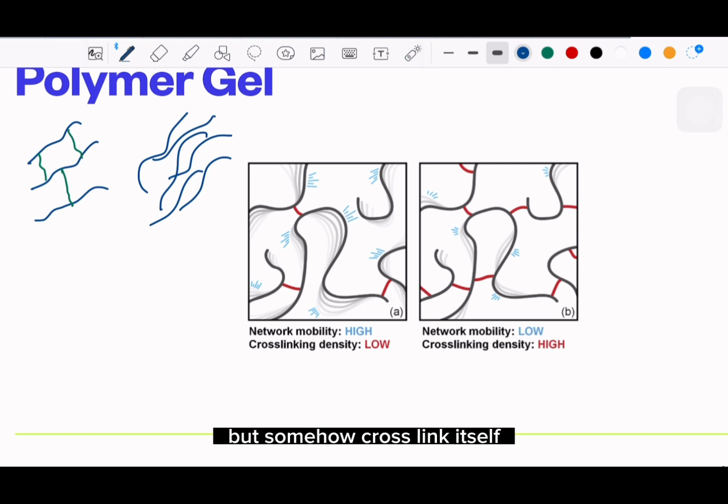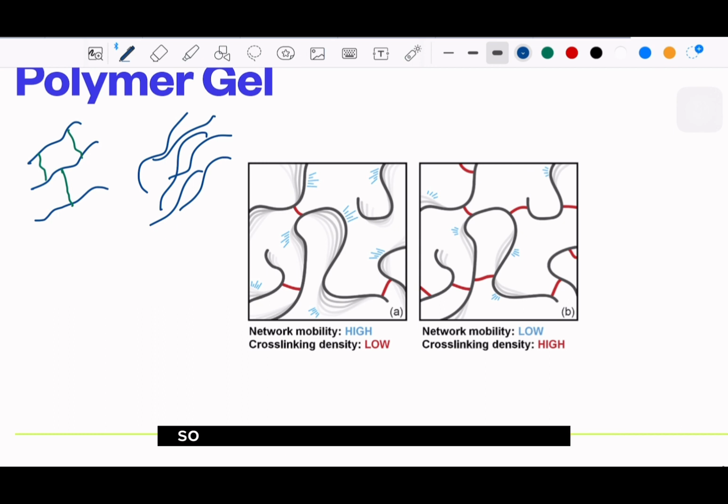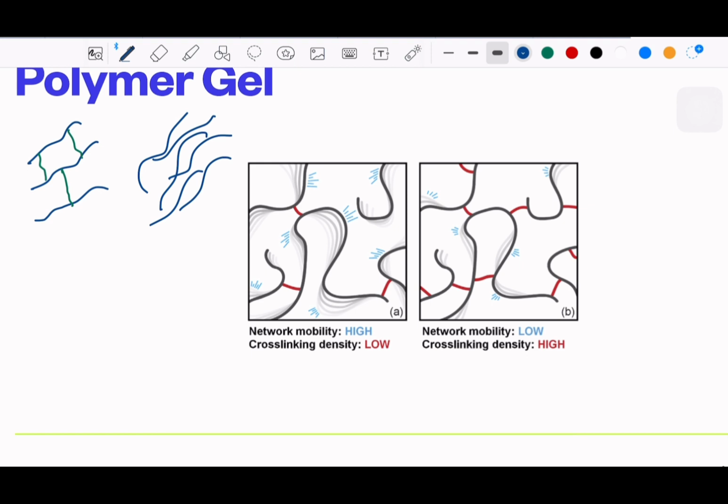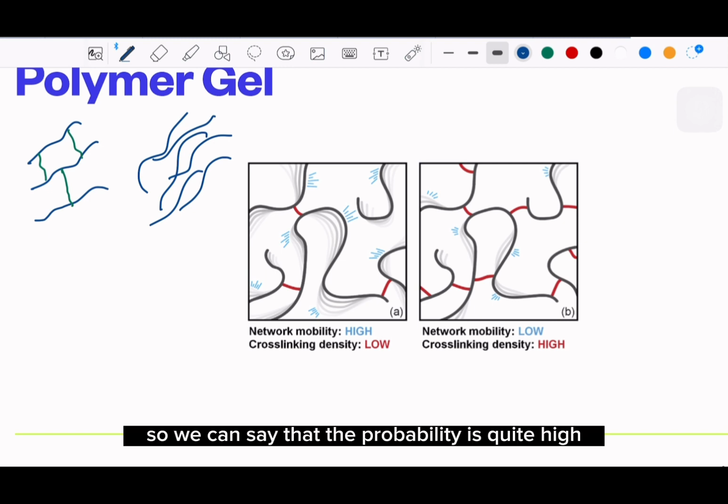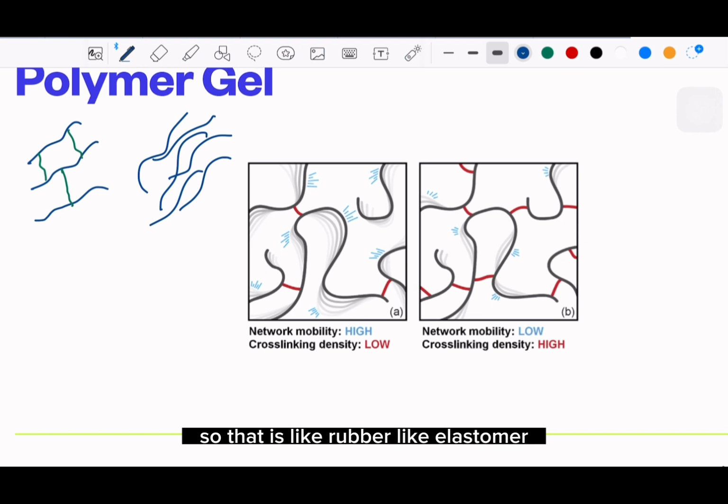But somehow in cross-link itself, there's non-cross-link and there's cross-link. You can have some points in between that maybe are not too many. So in between here, as you see here, it can be moving, right? So the probability is quite high. So that is like rubber, like elastomer. It can stretch, right? But the one that stretches is actually this one, not the cross one. But at some certain points, perhaps, it will not break down. After cross-link, remember, we cannot reprocess the polymers.